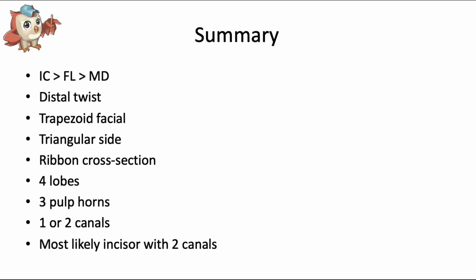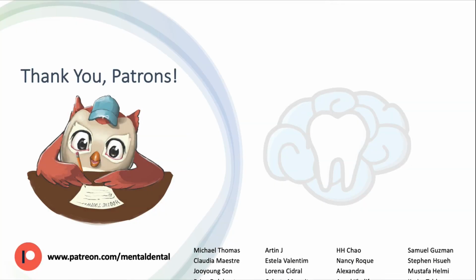So a summary for the mandibular lateral incisor: incisocervical greater than facial lingual, greater than mesiodistal as far as dimensions of the crown. It has that distal twist, trapezoid from the facial, triangular from the side view, ribbon cross section. It's composed of four lobes, three pulp horns, one or two canals, and it's also the most likely incisor with two canals. That's it for this video.